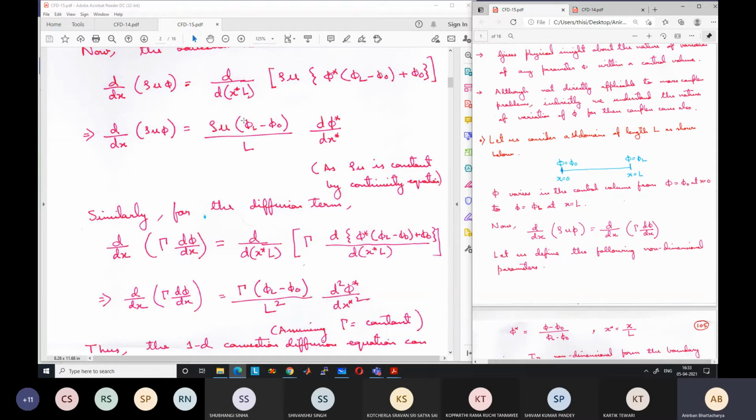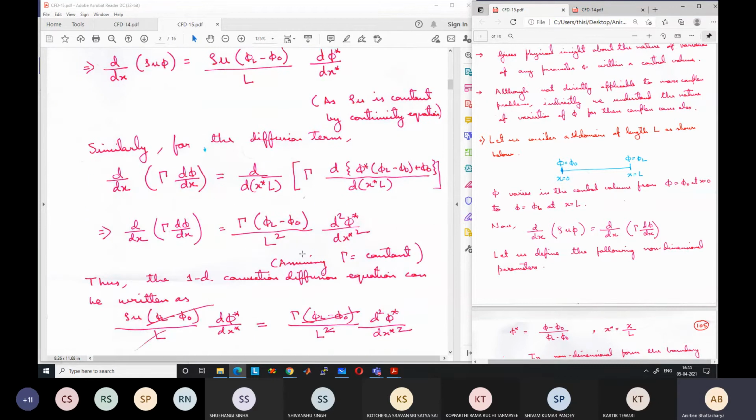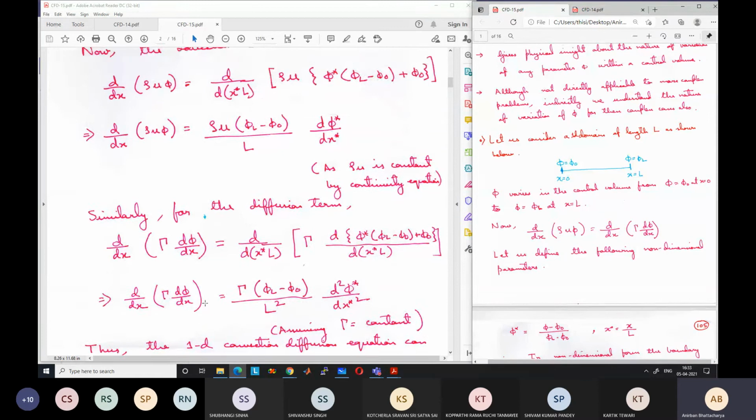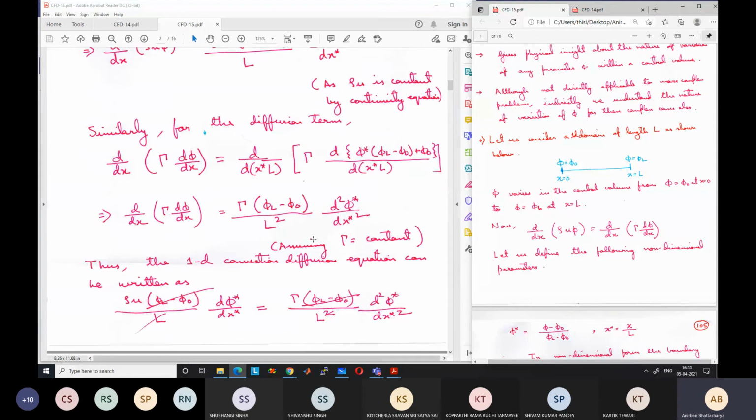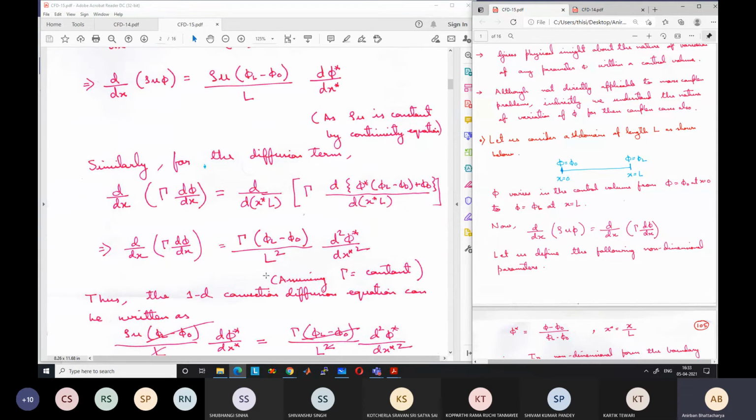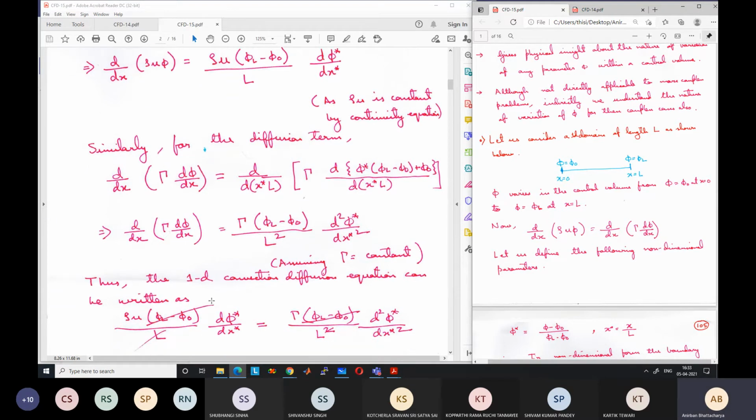This is dimensional. In this case also, this is dimensional, and d phi star dx star is non-dimensional. So now the 1D convection diffusion equation can be written as, so now replace these values in the dimensional value. Okay. So d dx of rho u phi can be written as rho u phi L minus phi 0 by L.